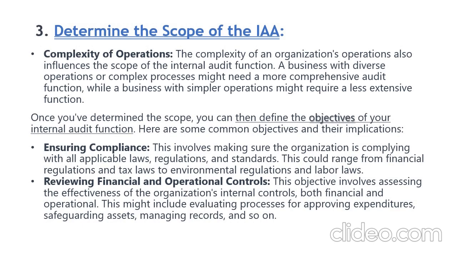Here are some common objectives and their implications. Ensuring compliance. This involves making sure the organization is complying with all applicable laws, regulations, and standards. This could range from financial regulations and tax laws to environmental regulations and labor laws. Reviewing financial and operational controls. This objective involves assessing the effectiveness of the organization's internal controls, both financial and operational. This might include evaluating processes for approving expenditures, safeguarding assets, managing records, and so on.